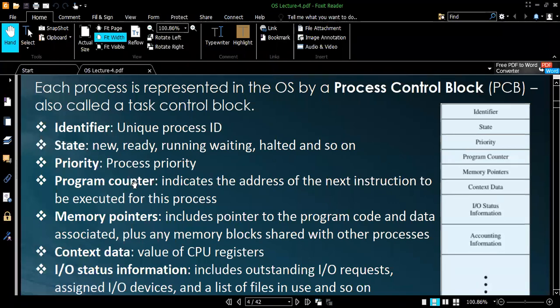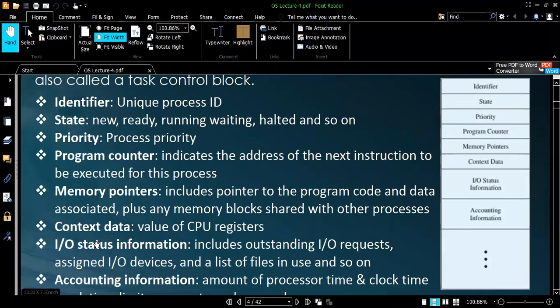So this program counter will indicate the address of those instructions for this process. Each process will have different instructions because each process is stored in a different place of the hardware. Then we have memory pointers, which include the pointer to the program code and data associated. So all the data and the memory will be available in the process.